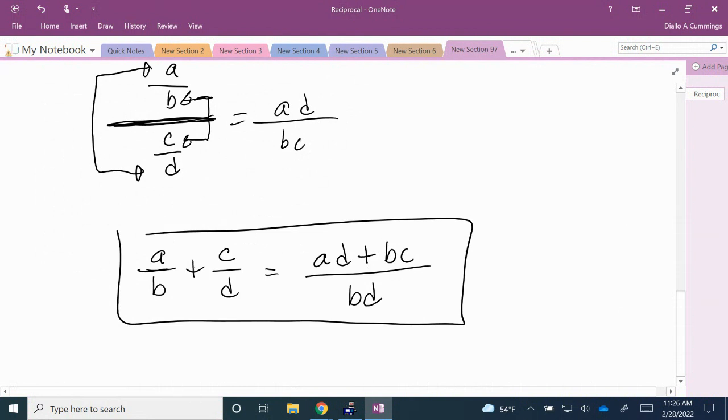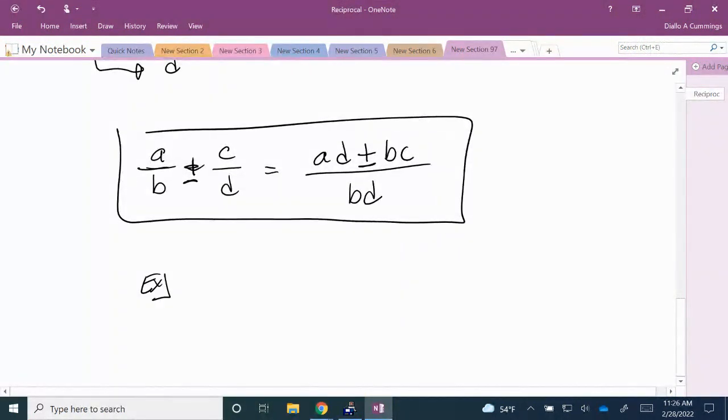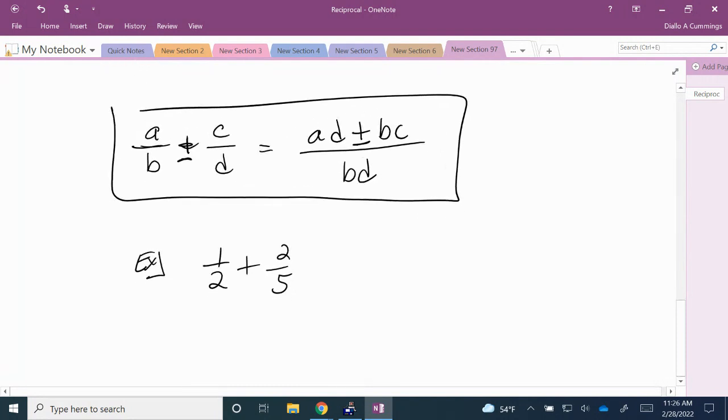All right, and I'm going to modify this. This can actually be a plus or minus. So here's a numerical example. Let's say we have 1/2 plus 2/5. I'm going to use the formula. So I have 1/2, 1 would represent A, 2 would represent B, and I have a plus C over D, right? 2 would represent C, and 5 would represent D. I can use this formula to quickly add the things together.